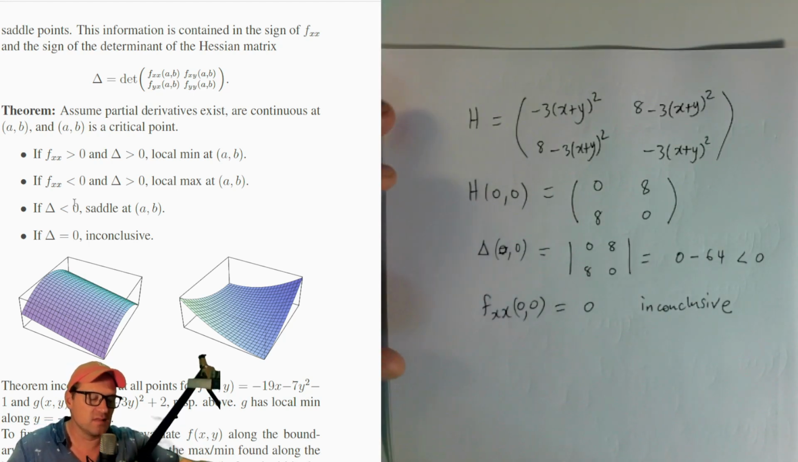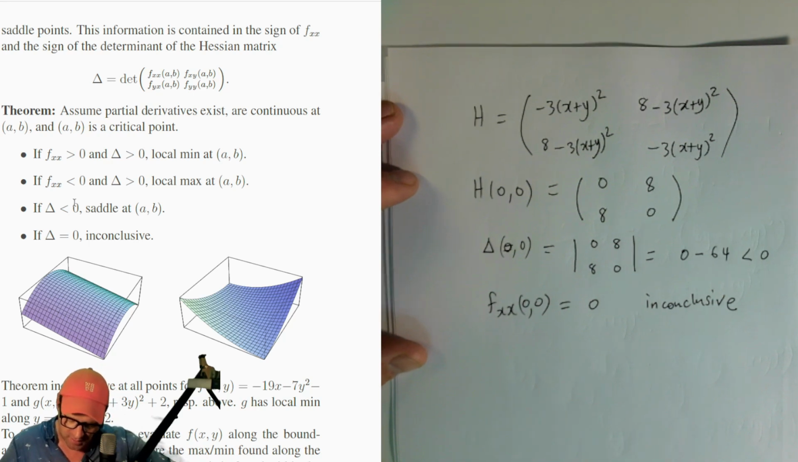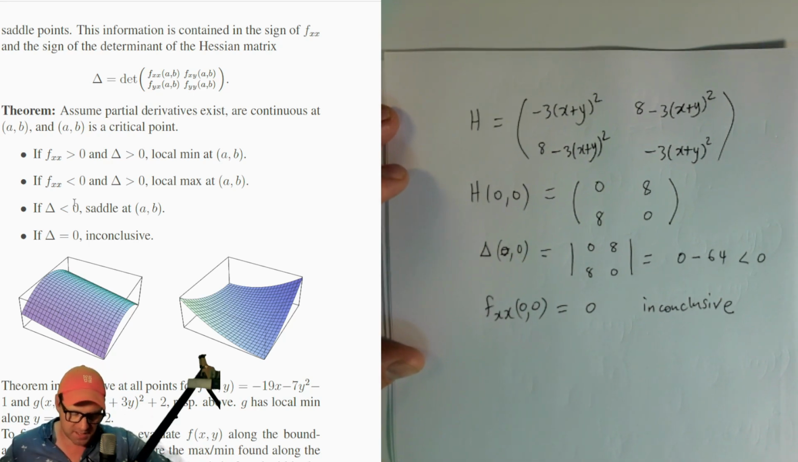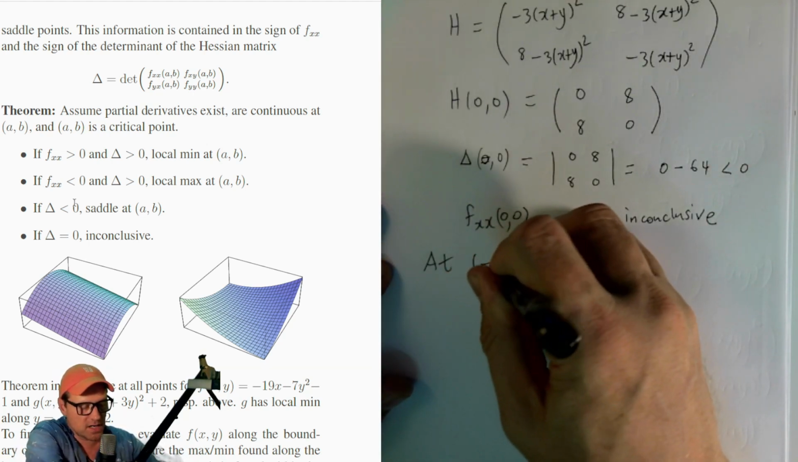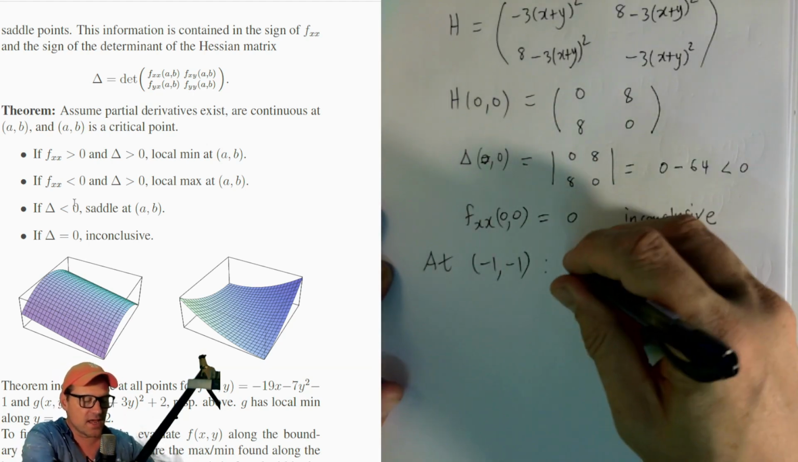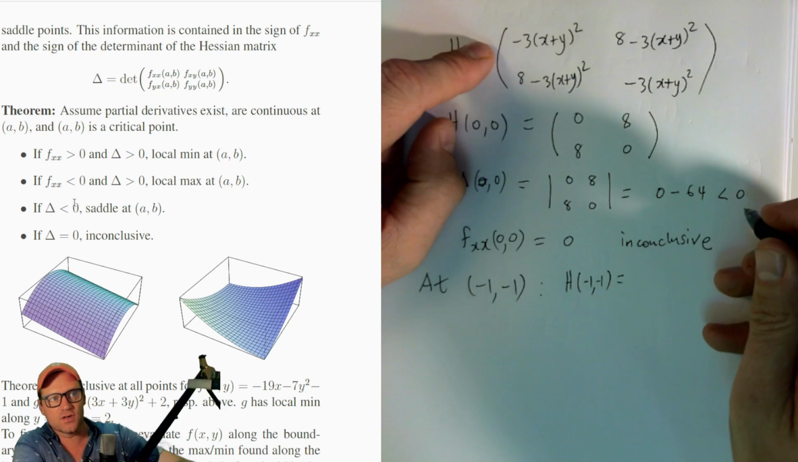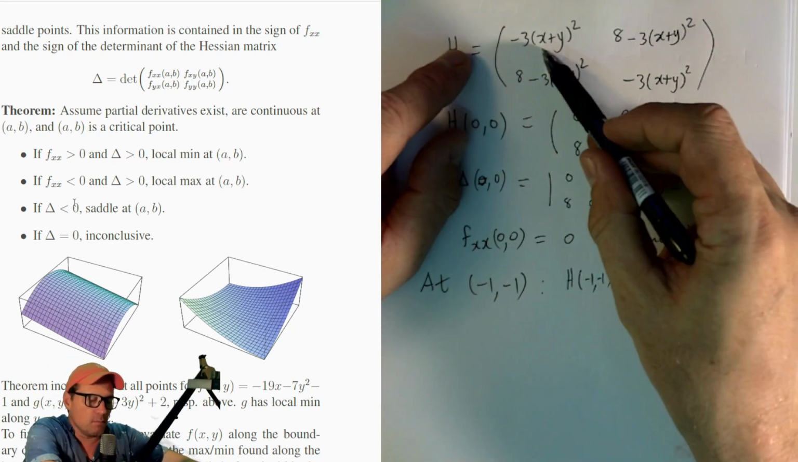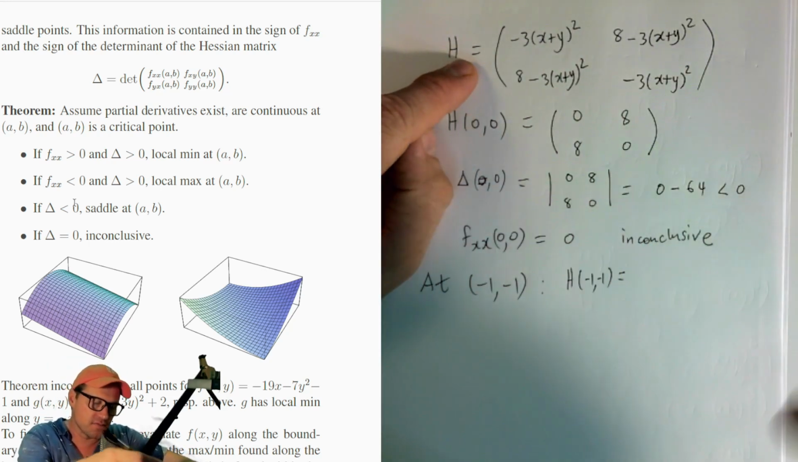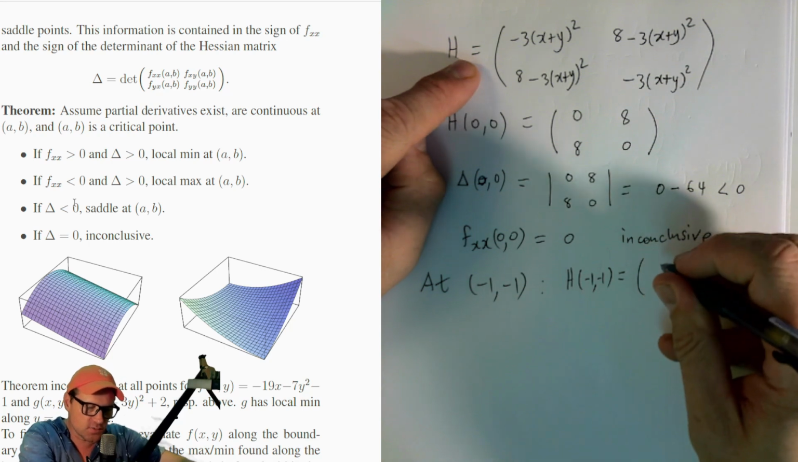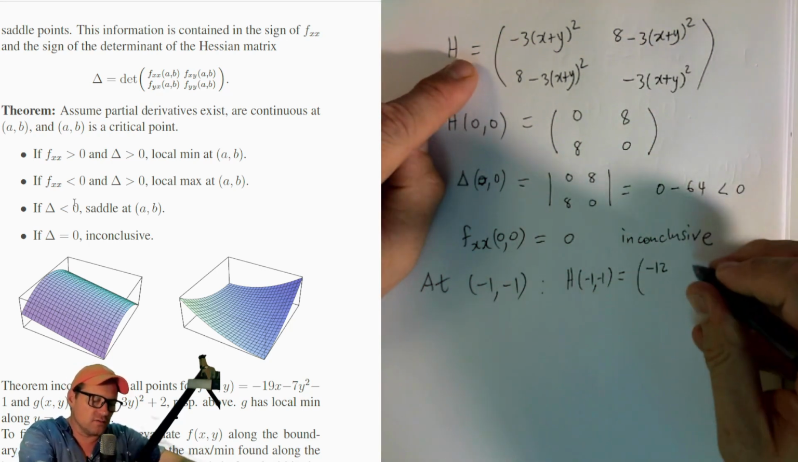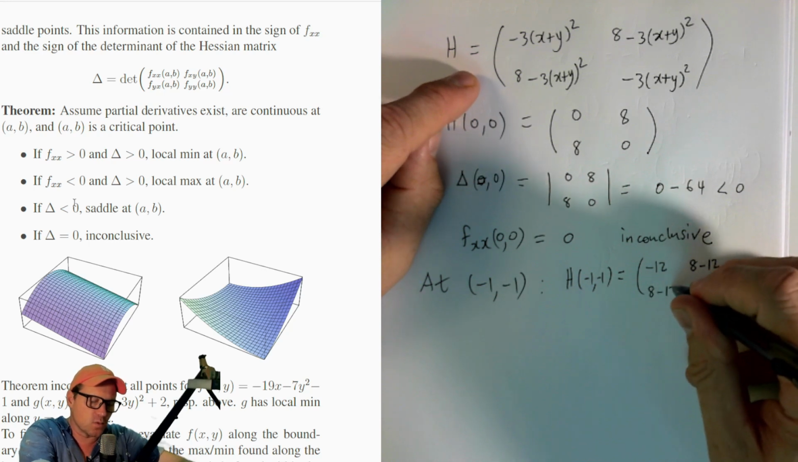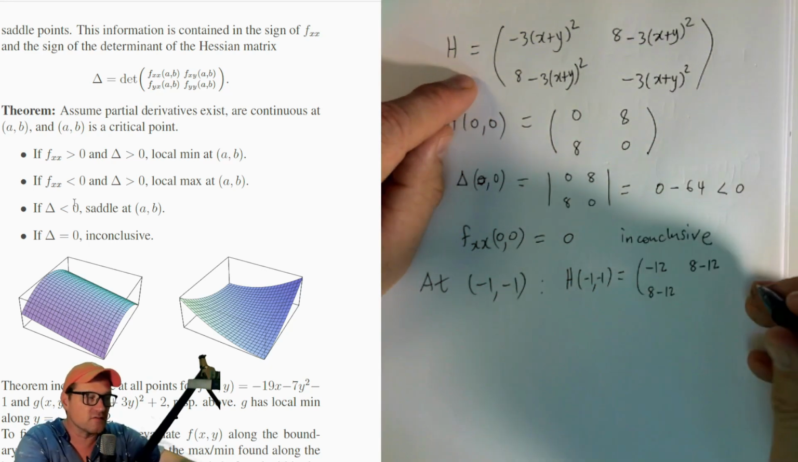Okay, so let's repeat this with our other critical points. We had critical points (-1, -1) and (1, 1). Let's start with (-1, -1). Substituting into our Hessian matrix, we have -2 squared, which is 4. So -3 times 4 is -12, and then 8 minus 12, and again 8 minus 12, and here we have -12.